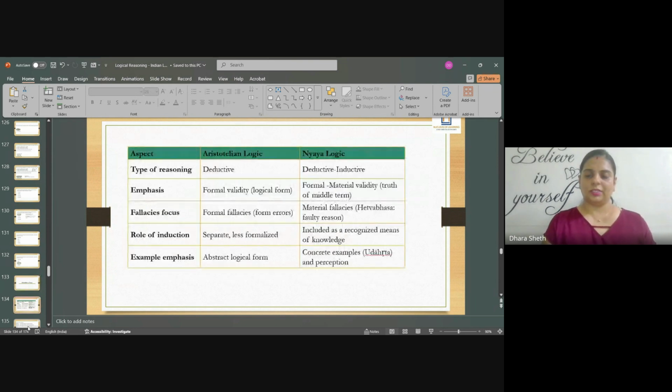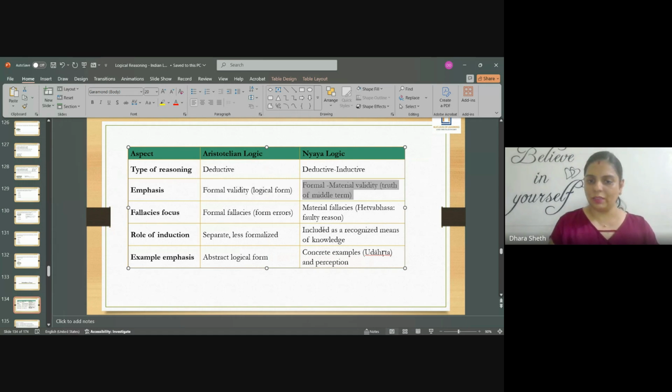The last topic, comparison of Aristotelian and Nyaya logic. We have already done this. This is just a quick recap. Aristotelian logic is deductive, whereas Nyaya logic is deductive and inductive, and deductive and inductive are not separate. It is continuous. Emphasis on formal validity, logical form. Here the emphasis is on material validity. Formal fallacies, whereas there are material fallacies in Nyaya logic. It is less formalized and separate. Induction is separate and less formalized, whereas here deduction and induction are included together as a means of knowledge.